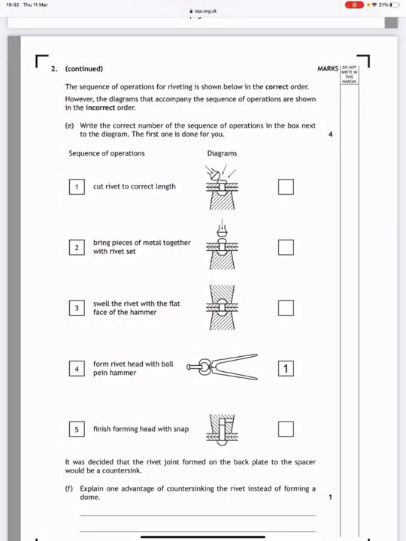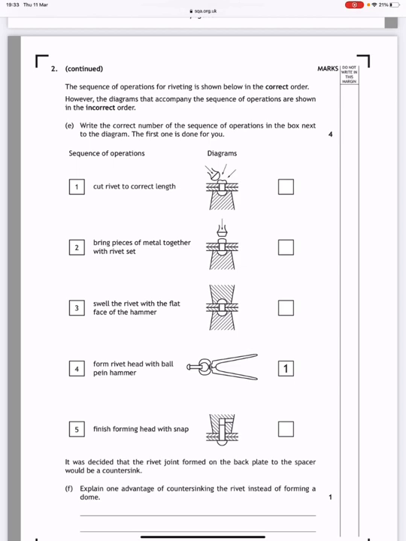In this question, it says the sequence of operations for riveting is shown below in the correct order. However, the diagram accompanying the sequence of operations are shown in the incorrect order. Write the correct number of the sequence of operations in the box next to the diagram. The first one is done for you. So we can see that for cutting the rivet to the correct length, this is the diagram for that, the second one from the bottom, where it actually gives you one as the correct operation.